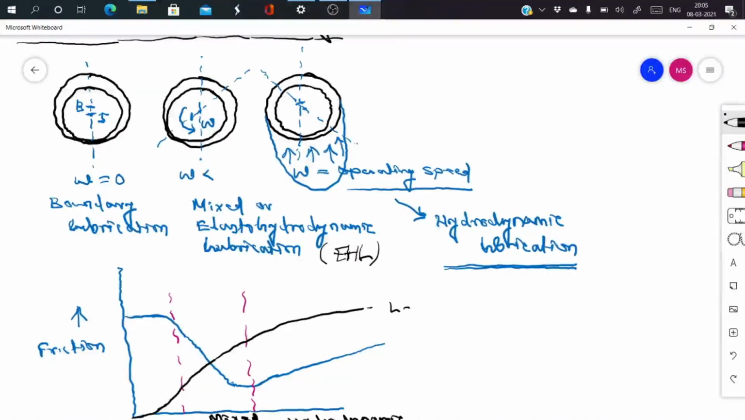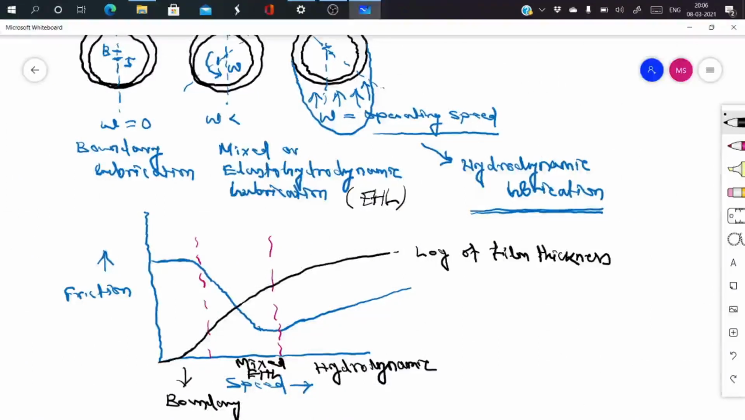As you can see here, in boundary lubrication, friction is very high. When you are sitting at zero, journal speed is zero, friction is very high, and as the speed increases, the friction will go down. After boundary lubrication, there will be fluid trapped in the contact, and that will reduce the friction drastically.